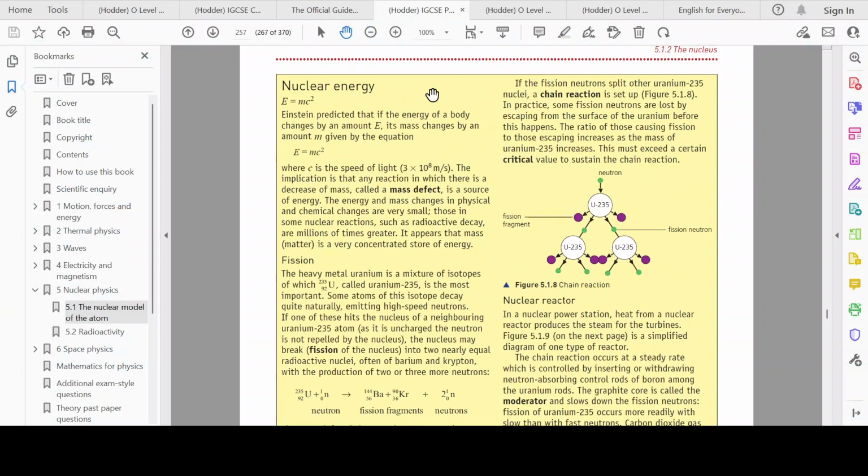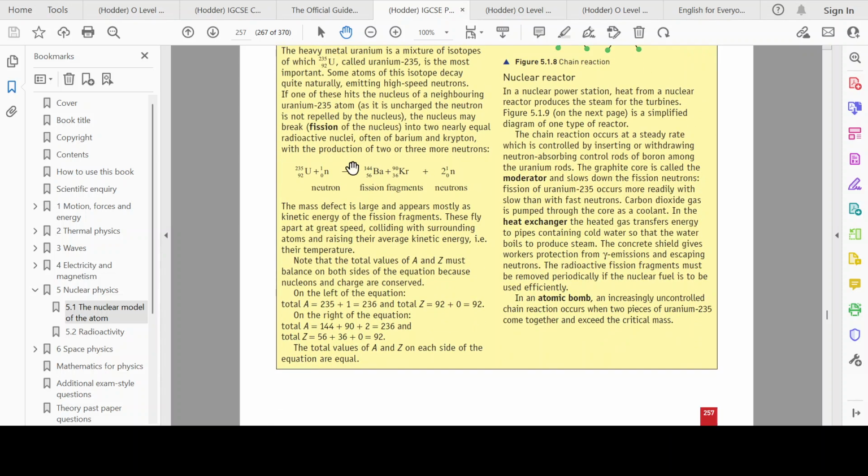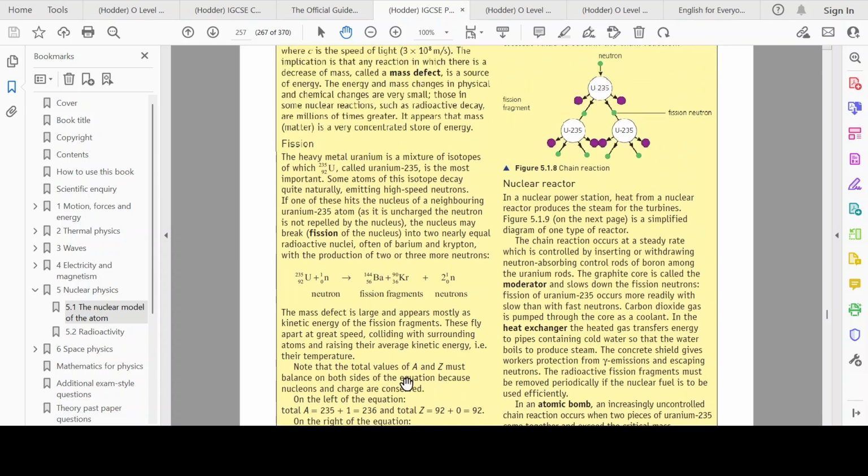The mass energy equation is not given in the O level text at all, I believe. Right? This equation and these numbers are not given in O level either.